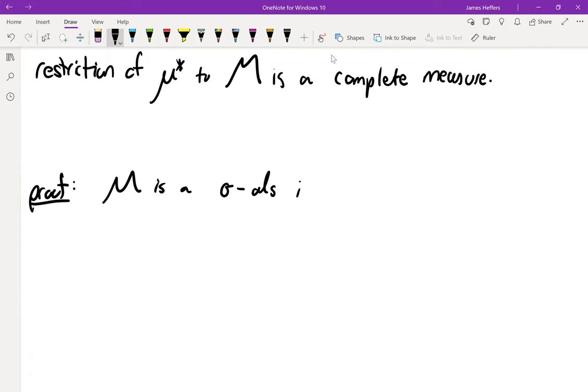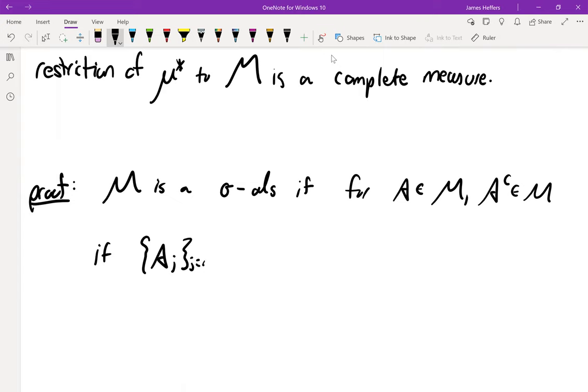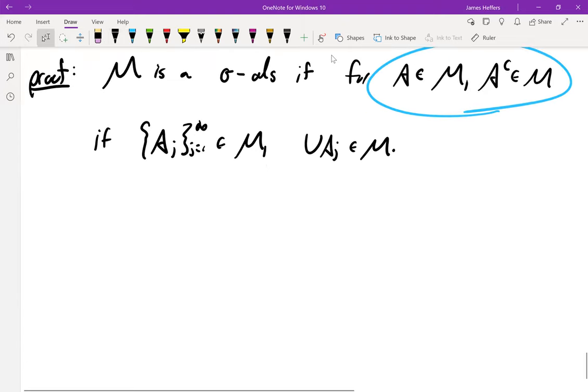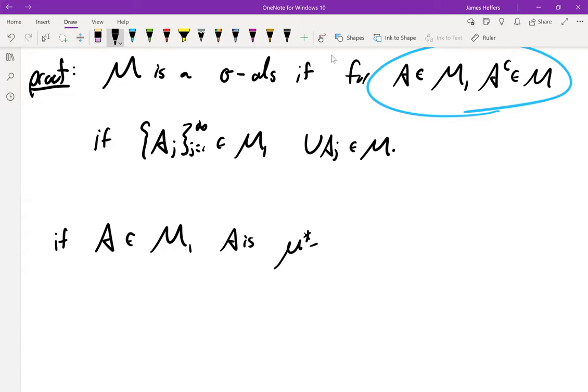Well, there's two conditions. For any set A in M, we need its complement in M. And if you have some countable collection in M, then the union of them is also in M. Okay, well, this one is actually almost free by just what it means to be mu star measurable. So if A is in M, then that means A is mu star measurable.